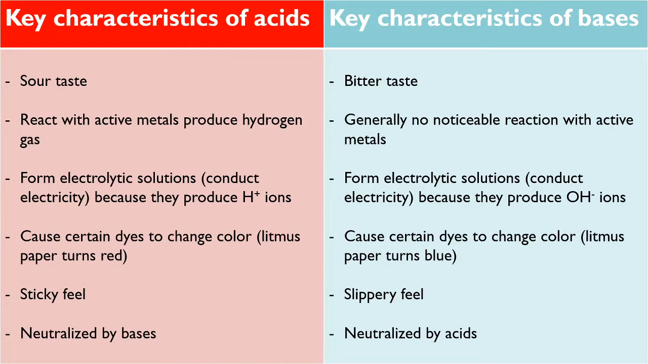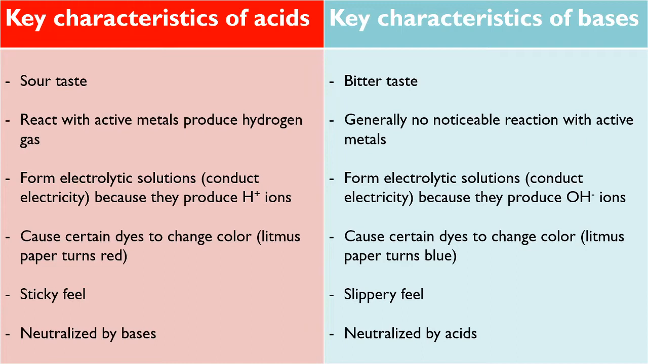Acids tend to taste sour, and if you think about eating a lemon or some kind of citrus, they're very high in acid, which is what gives them that sour taste. Bases, on the other hand, tend to be quite bitter. Think of eating a very dark green vegetable like broccoli rabe. It tends to be a little bit higher in bases, which makes it have that bitter taste.